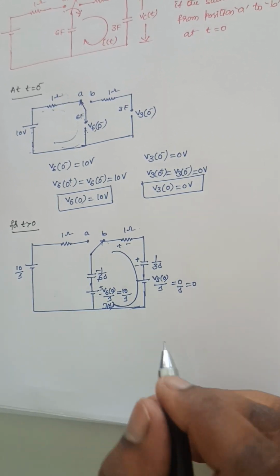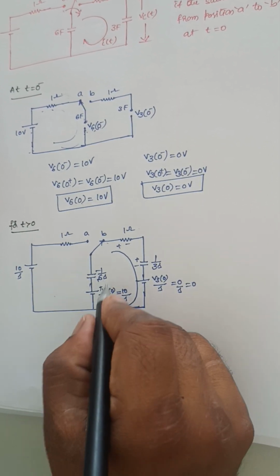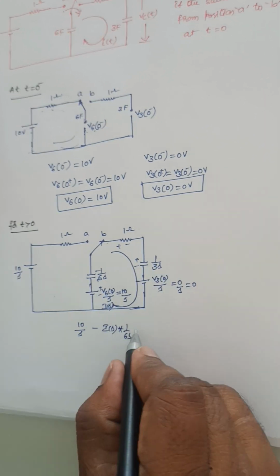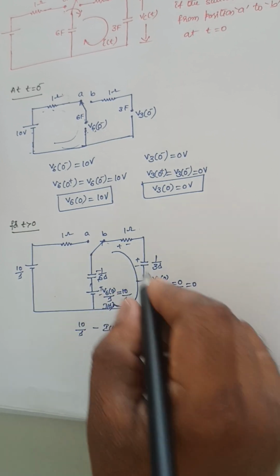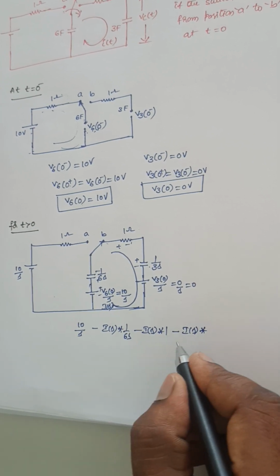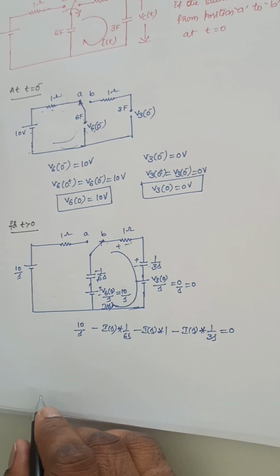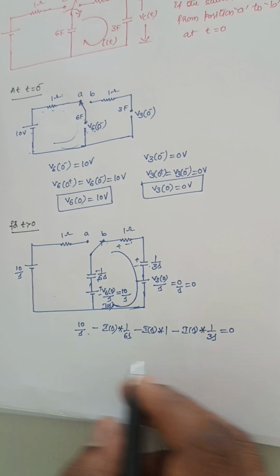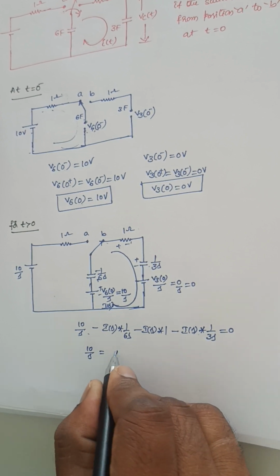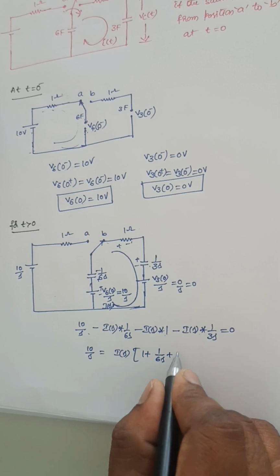We need not consider this voltage source. So here it is 10 divided by S, plus I of S into 1 by 6S, minus I of S into 1, minus I of S into 1 by 3S. This voltage is anyway 0, that is equal to 0. So if I take this I of S as common and bring all these terms to the right side of the equation, it is 10 by S is equal to I of S into 1 plus 1 by 6S plus 1 by 3S.